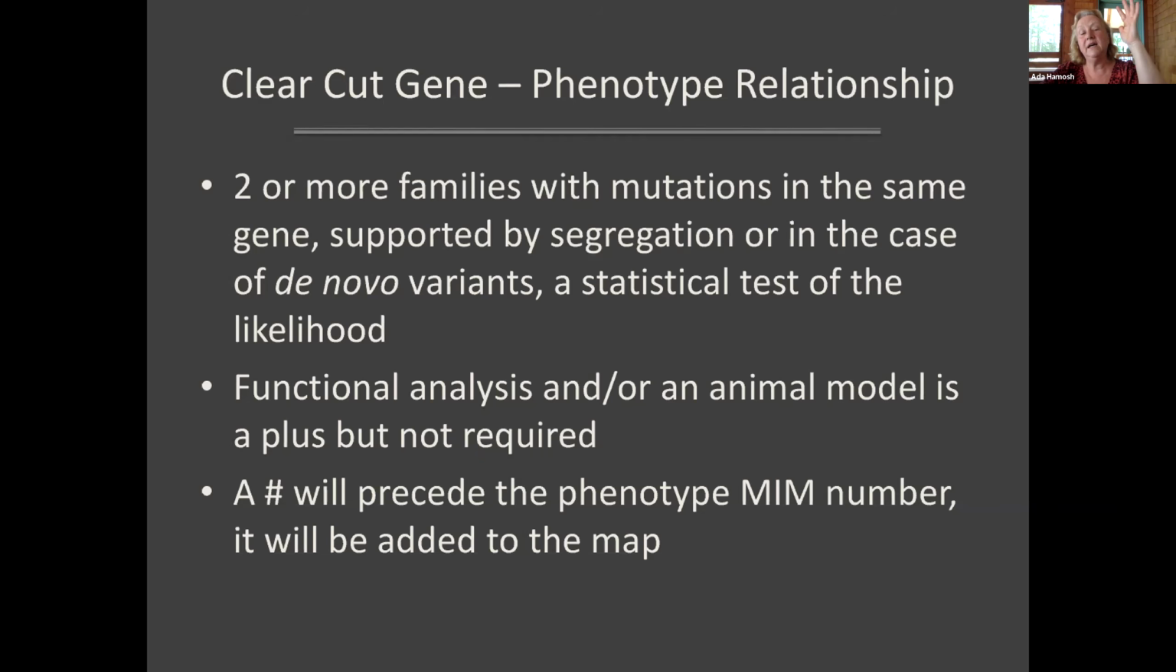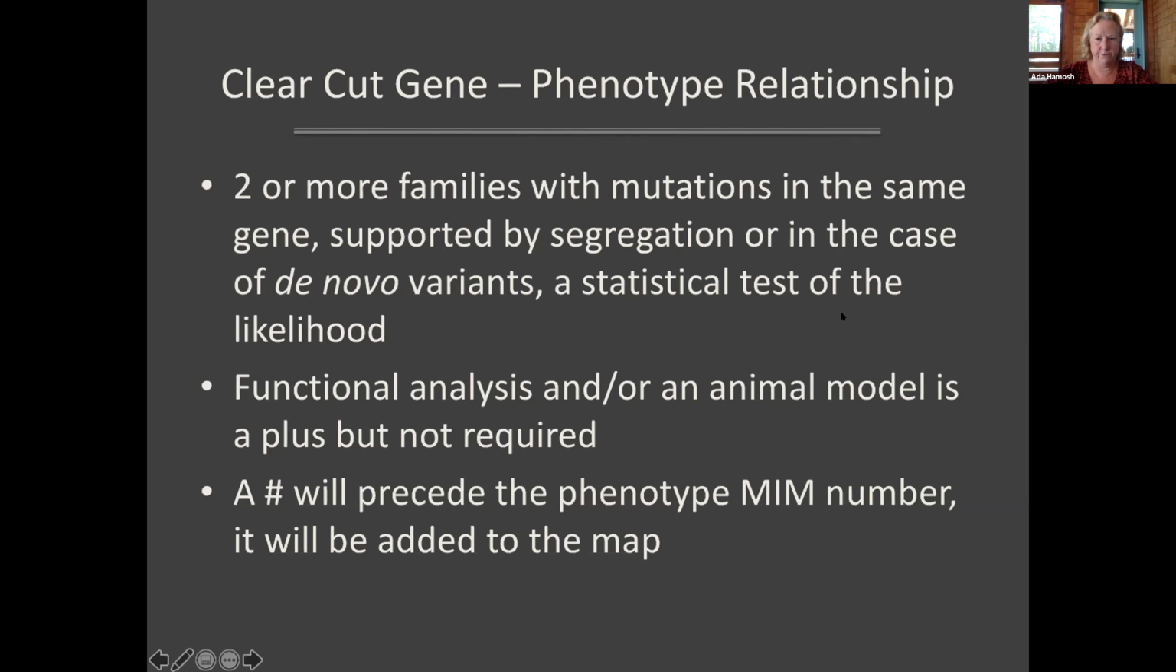And the other thing that's increasingly an issue is the specificity or identification of the phenotype. So intellectual disability, a whole bunch of people with a variant in it. There's nothing else going on. There's no functional evidence. I'm not sure that'll get in anymore. But these are the rules that in theory we're following. Functional analysis and/or an animal model is a plus. We'd certainly add it into what we're putting in, but it's not required to make that relationship. And then we're going to put a number sign in front of the phenotype number. It's going to be added to the gene map.